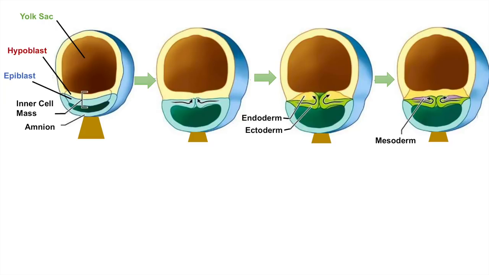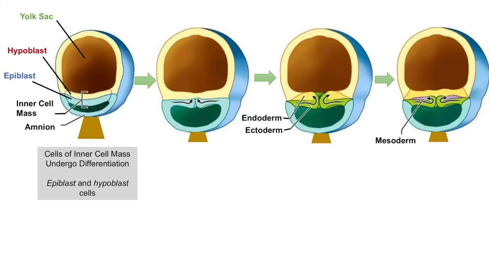Now, just to get our orientation of where we are again, this is the connecting stalk that connects the two layers to the rest of the cells. So just to get our orientation again, this is the inner cell mass. And this inner cell mass, as we mentioned before, will eventually undergo differentiation. So the cells of the inner cell mass undergo differentiation to form epiblast and hypoblast cells.